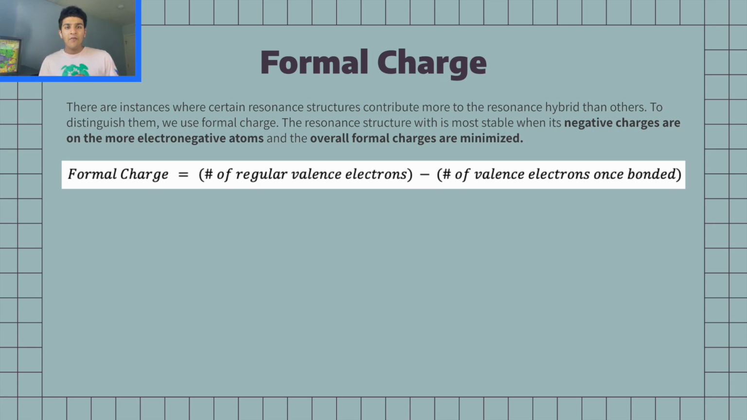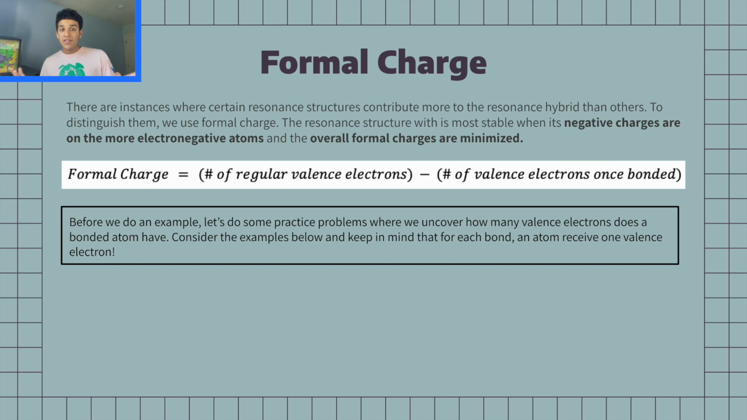And they both have charges of 0 on most atoms, but they have negative charges on separate atoms. Now, in this case, the more stable Lewis dot structure will have the negative charge be on the more electronegative atom. You guys will see this come into fruition during our example.